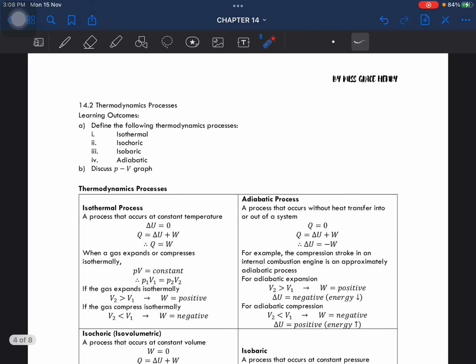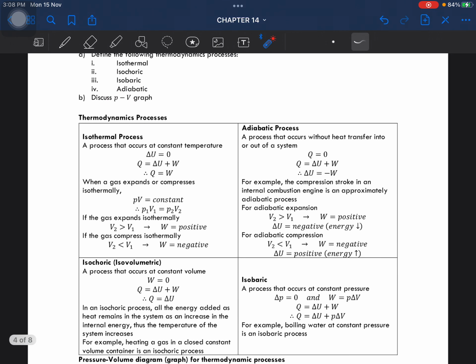Okay, the second subtopic, which is on thermodynamics processes. In this subtopic, you should be able to define the processes of isothermal, isochoric, isobaric, and adiabatic. Then you also have to be able to discuss the pressure against volume graph. Right, so for thermodynamics processes, there are 4 processes that we will be focusing on.